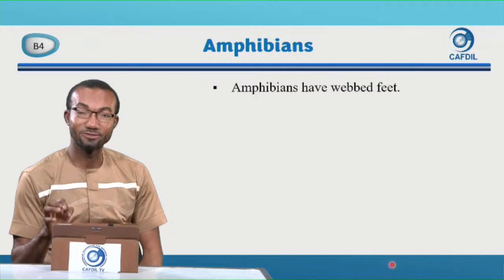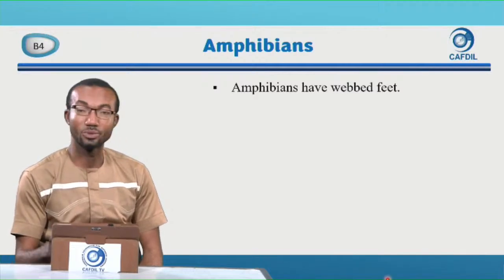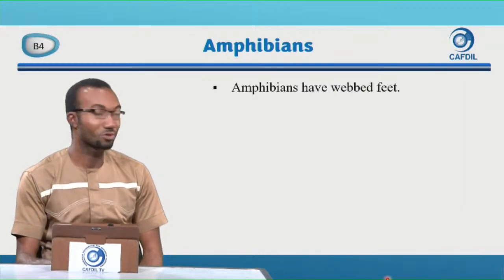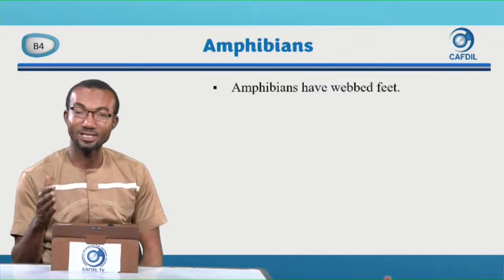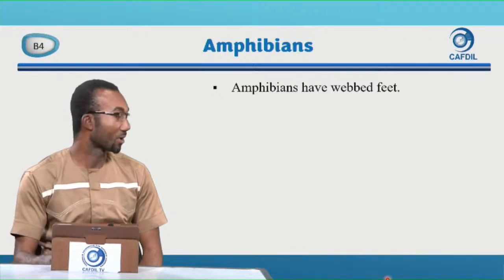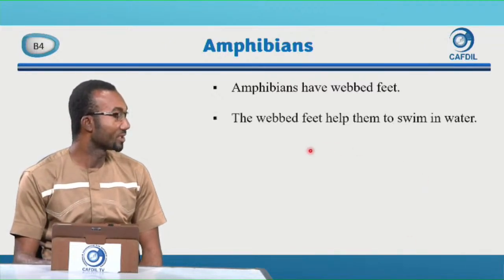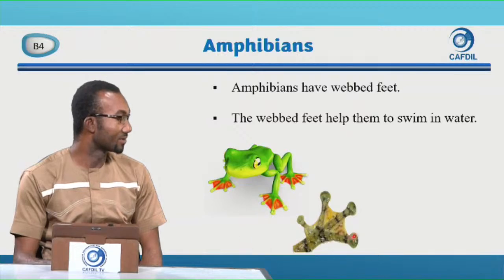Amphibians have webbed feet. And what are webbed feet? We also have feet. You have 2 feet. Amphibians also have feet, but their feet are called webbed feet. Why? The webbed feet are like this. You see that in between our toes, we don't have any membrane that links the toes together, but this is what we call webbed feet. There's a membrane that links the toes together.